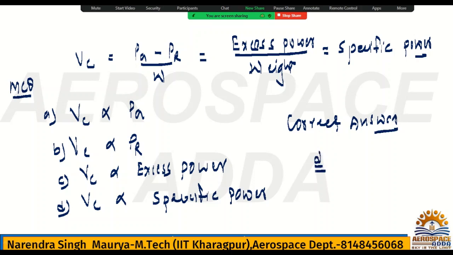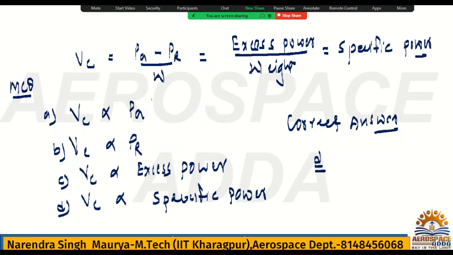VC is directly proportional to specific power, because ultimately if you solve completely, what you will get finally is specific power. If you say VC is directly proportional to PA, no, that is not correct, because VC depends on PA, PR and W. VC is not depending only on PA, or only on PR. Option C, VC directly proportional to excess power, is also not correct, because you have taken power, PA and PR, in excess power. What about weight? You are not considering it. Weight is also one matter.